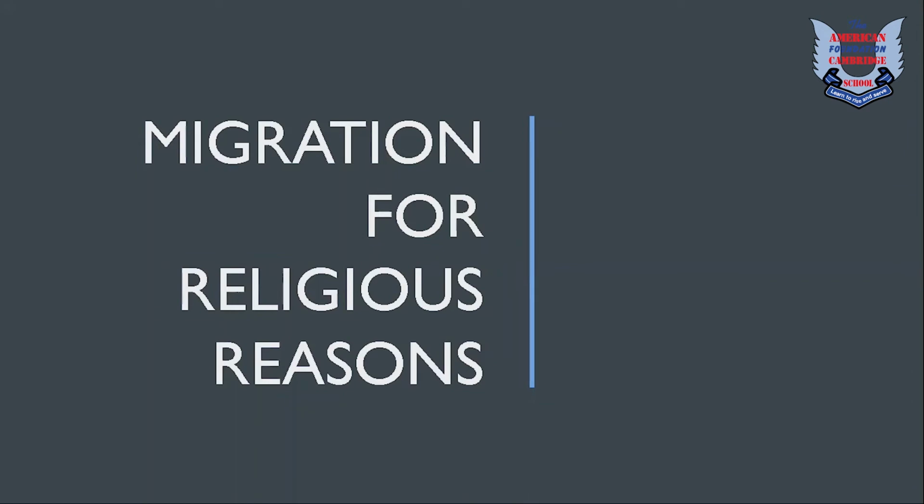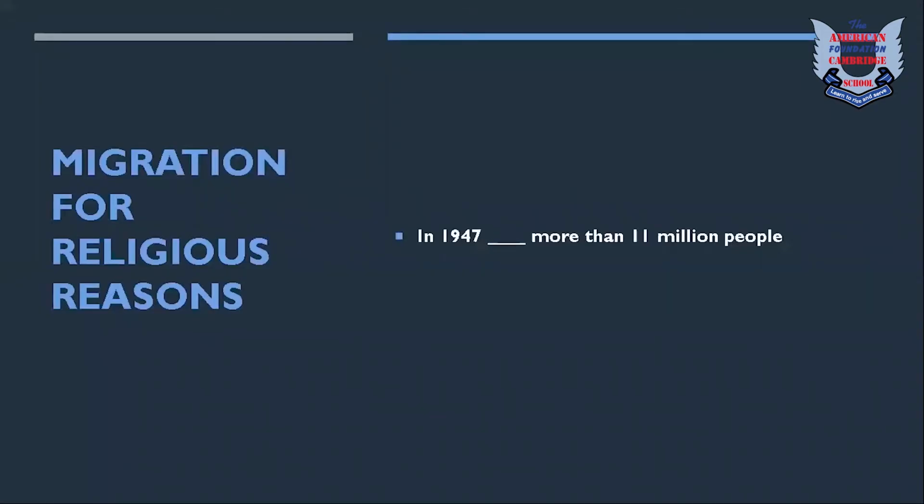Migration for religious reasons. During 1947, when we got freedom, there was a massive migration of people. Why is that so? Because the subcontinent was divided into two parts, India and Pakistan. So you know that the Muslims had to migrate to a place where they could freely practice their religion. They could not live in India. That is why they migrated here.